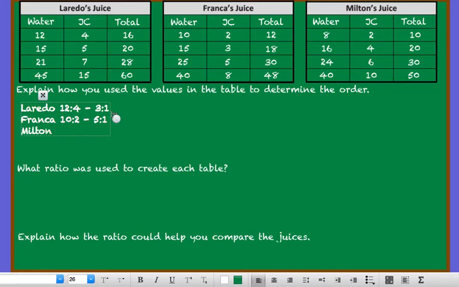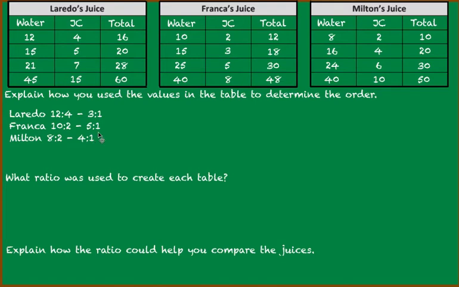And Milton uses 8 to 2, which simplifies to a 4 to 1 ratio of water to juice concentrate. So looking at these, we're comparing all of them using the same amount of juice concentrate. Since they're all using the same amount of juice concentrate, the person that uses the most water is going to, again, have the least strong juice, which in this case is Franca, because with the 1 cup of juice concentrate, she's diluting it with 5 cups of water. Okay, and then Milton is only diluting it with 4, and Lorado is only diluting it with 3.